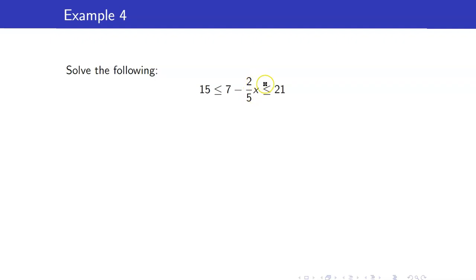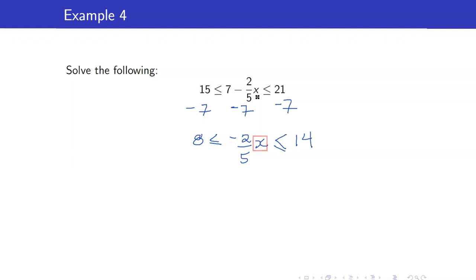We are solving for x, so what do we need to eliminate first? We want to eliminate the constant 7 that was added to negative 2/5 x. So I will subtract 7 everywhere. So hence, 15 minus 7 is 8, less than or equal to, and 7 will cancel out, so I'm left with negative 2/5 x, less than or equal to 21 minus 7 is 14.